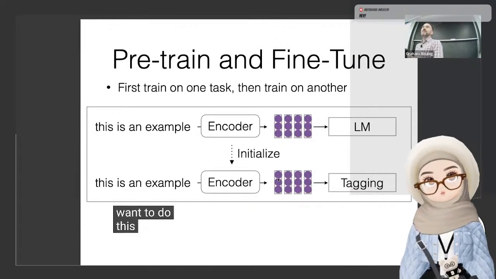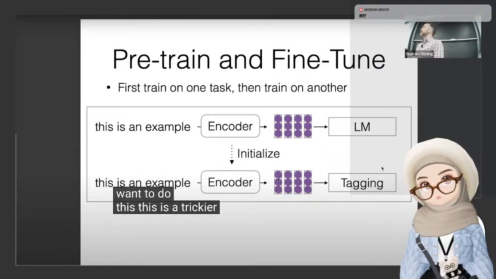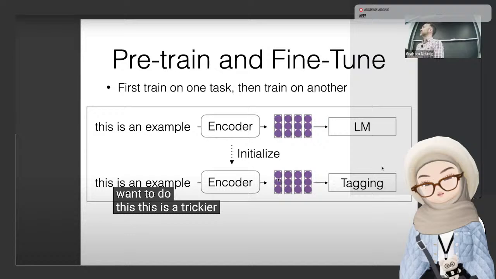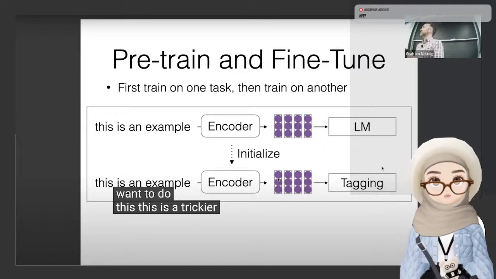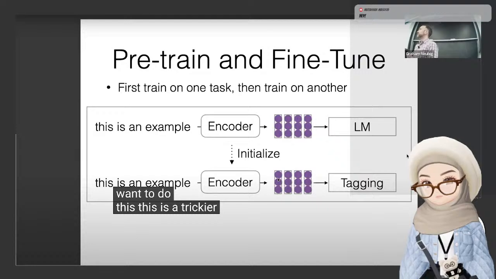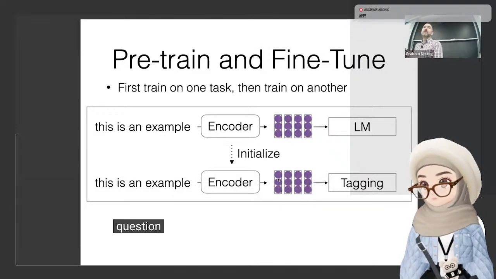Oh, hello. This is a trickier question. Mutahar? Why did I read it as Muzaffar first? Hi, hello. Any ideas?